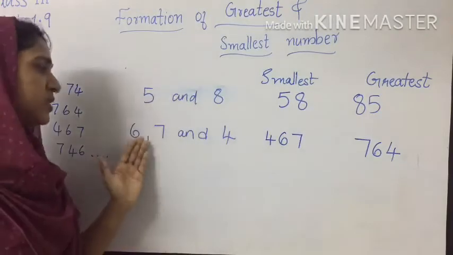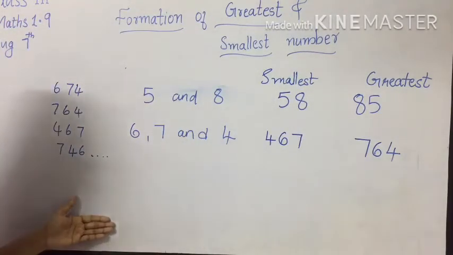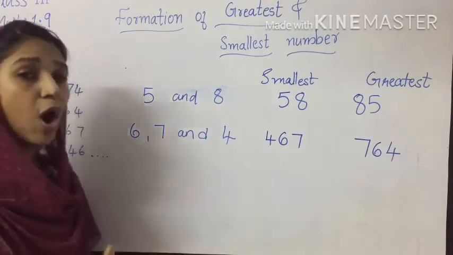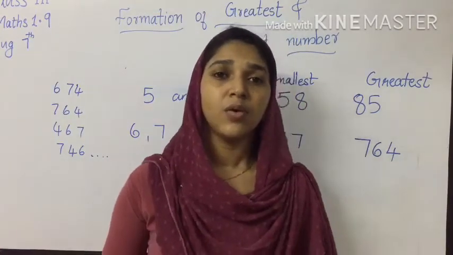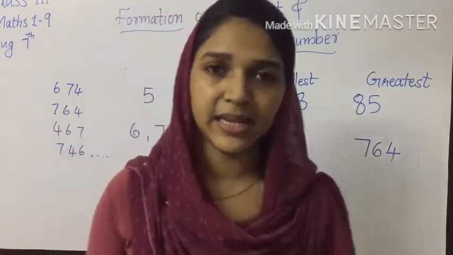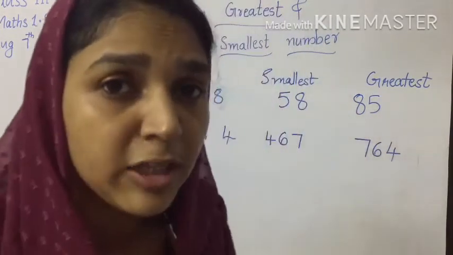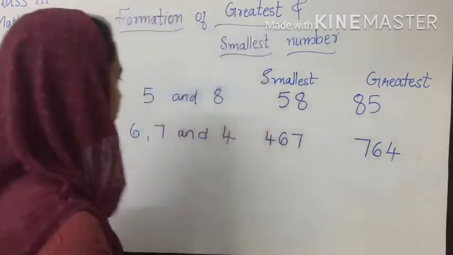So by using these digits we can write so many 3-digit numbers. But how to form the smallest and greatest number depends upon the ascending and descending order. So I will show you another example. It will make it clear.